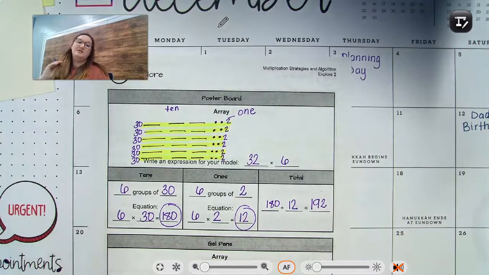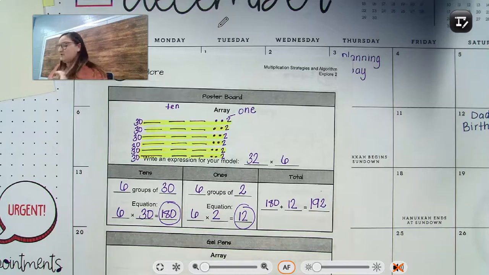Okay. So guys, it's like we are making equal groups. It's just we're using base 10 blocks. We're using tens and ones instead of making all ones, because we'd be here forever if we had to put 32 ones in a circle.